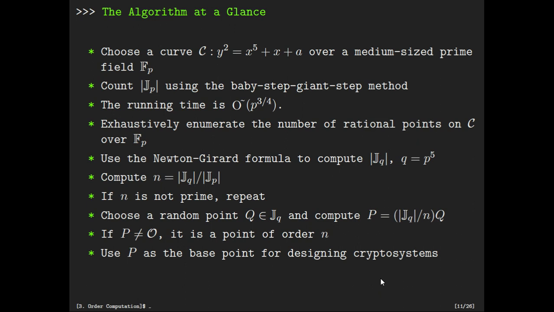If we obtain such a suitable curve, we choose any random point Q from Jq and compute P, that is Jq by n into Q. Clearly P is an element of the cryptographic group. Therefore, P is an element having order n. P is the generator of the group G. So we can define any cryptographic protocols based on the generator.